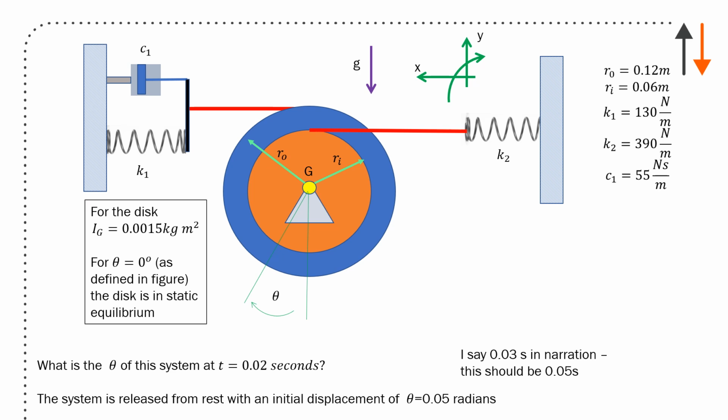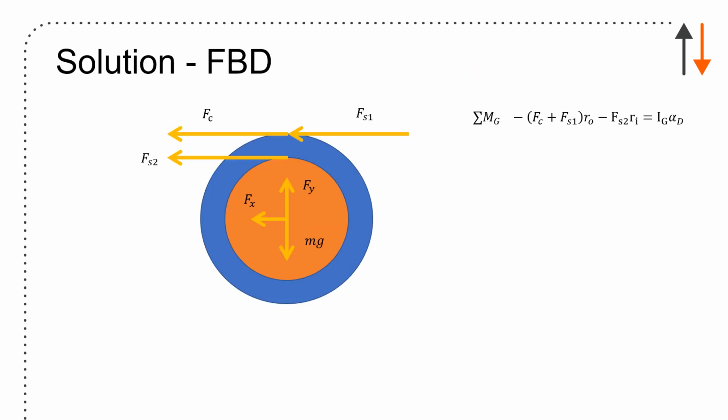And finally, we have this, which is a system which consists of a wheel that's pinned at G. The outer radius and inner radius are given as 0.12 meters and 0.06 meters, respectively. Spring constant 1 is 130 newtons per meter. Spring constant 2 is 390 newtons per meter. You have a dashpot here, and that has a constant of 55 newton seconds per meter. You're asked to find what is theta of the system at t equals 0.02 seconds. The system is released from rest with an initial displacement theta, here's theta, which is equal to 0.03 radians.